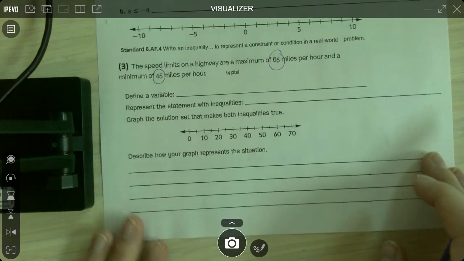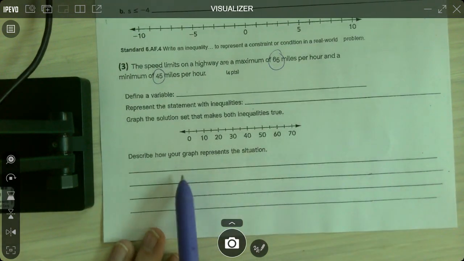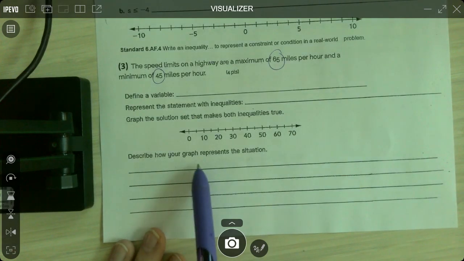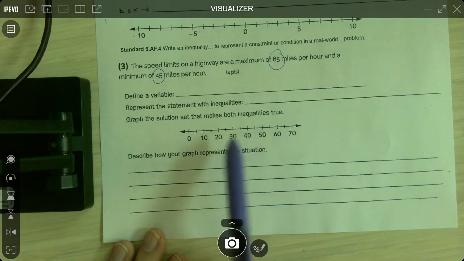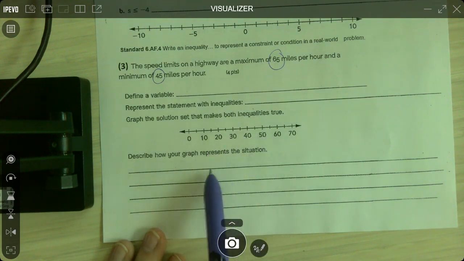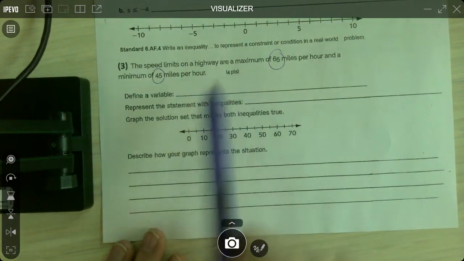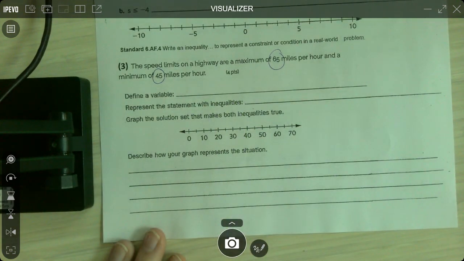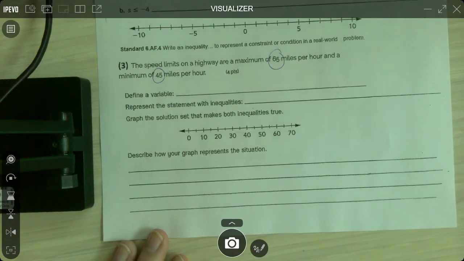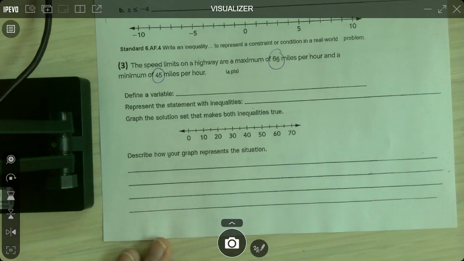And then for the last part of number 3, you are going to describe how your graph represents the situation. So what does your graph going between these numbers mean in terms of the highway speeds right here? Okay, so go ahead and take a minute, pause your video so you can work on number 3.